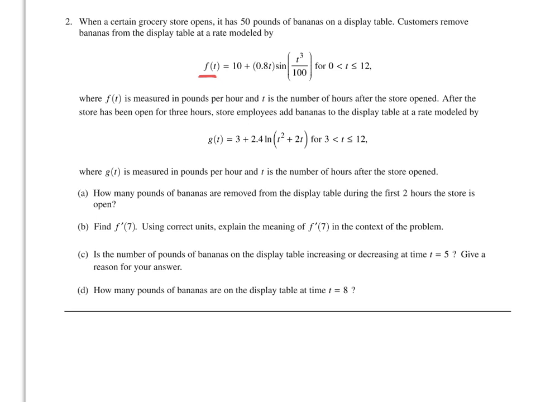After the store has been open for 3 hours, store employees add bananas to the display table at a rate modeled by G of T, where G of T is measured in pounds per hour and T is the number of hours after the store opened.